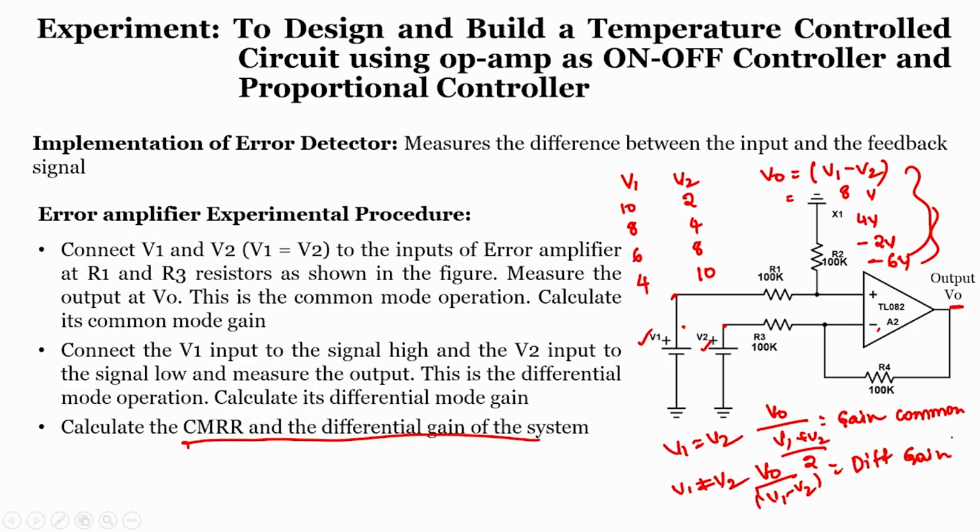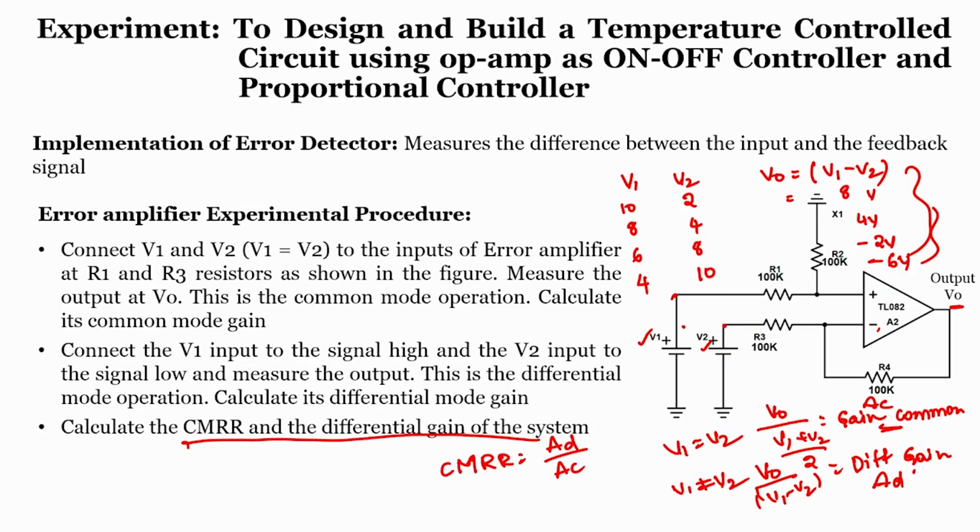Now if I want to calculate my CMRR, CMRR is nothing but differential gain by common mode gain. So, the gains that I am getting, this is AC and this is AD. This divided by this, if I do, I will get the CMRR of the circuit. We will see theoretically now and then compare with practical too.